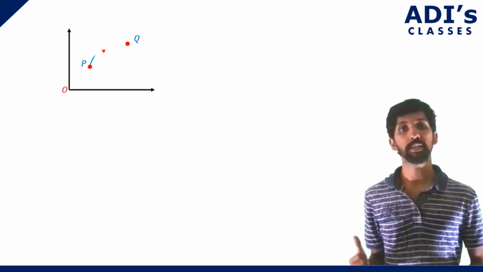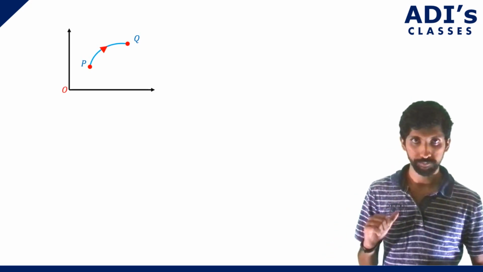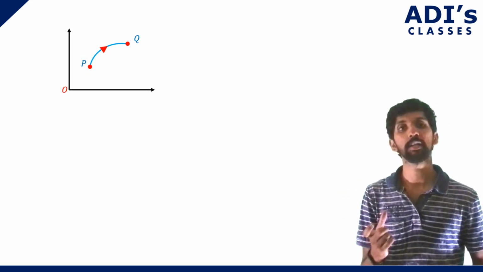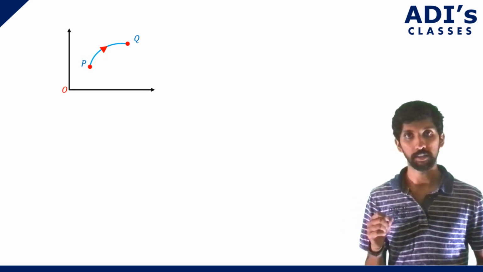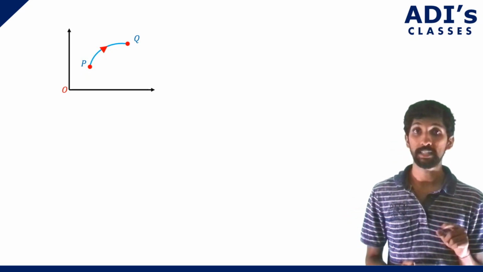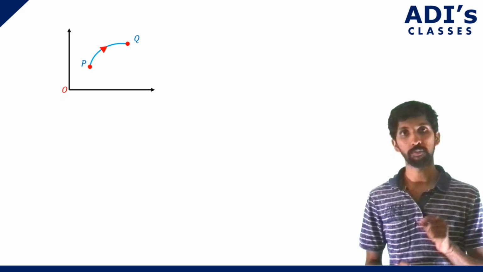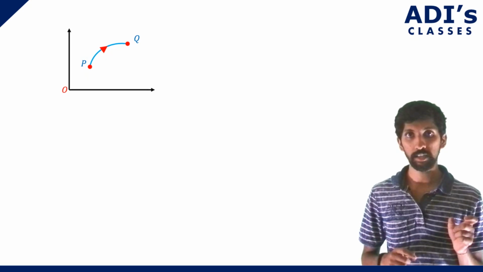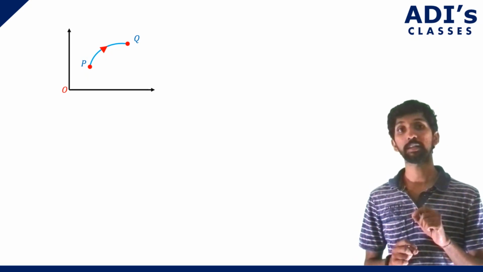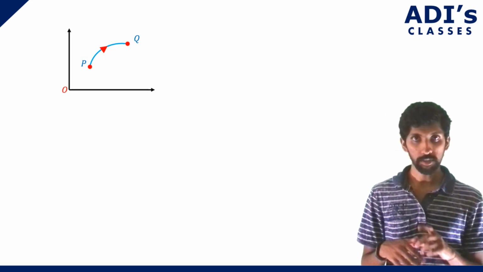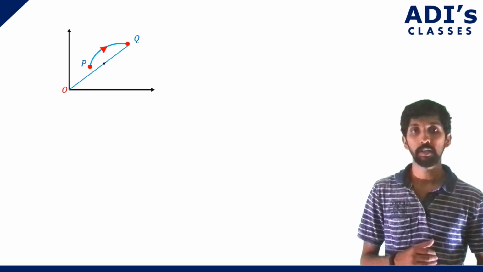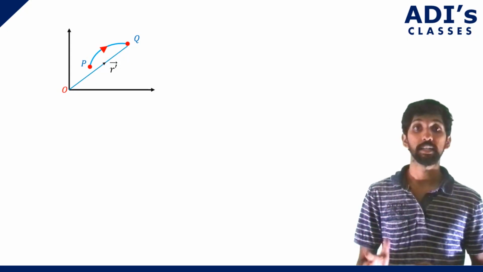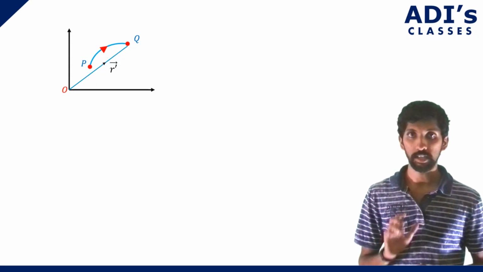Now, from this point P, let's say it's moving to point Q. In moving to point Q, I'm moving a very small value of x and a very small value of y. Let's call that small value delta x and the small value of y delta y. Now from P to Q, we are moving delta x and delta y. Now the position vector of Q: we have to calculate OQ. Call that R dash.